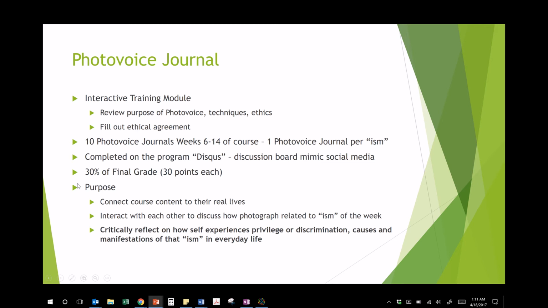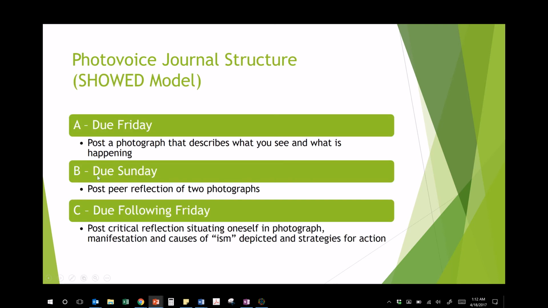And as mentioned already, the purpose then of Photovoice journals was for students to take a photograph in the world around them that reflected the ism they were studying that week. They then had to interact with each other to discuss how that photograph related to the ism. And importantly, they had to critically reflect about themselves, situating themselves within that ism, what caused that ism, how that ism was manifested, and what they could do about it. So this was done through a 3-part structure following a model that I'll show you on the following slide.